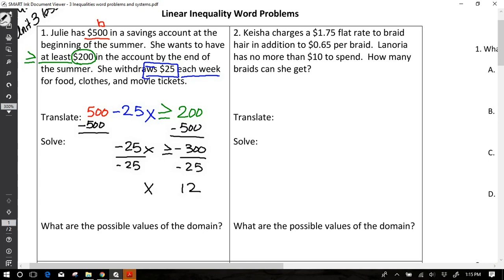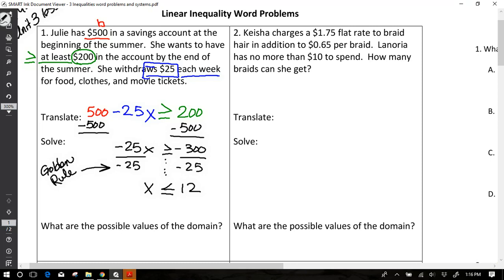And then I did need to remember one thing right here. I have just divided by a negative number, so I do need to apply the golden rule. Remember, the golden rule says if you multiply or divide by a negative number, then you rotate the inequality for your final answer.